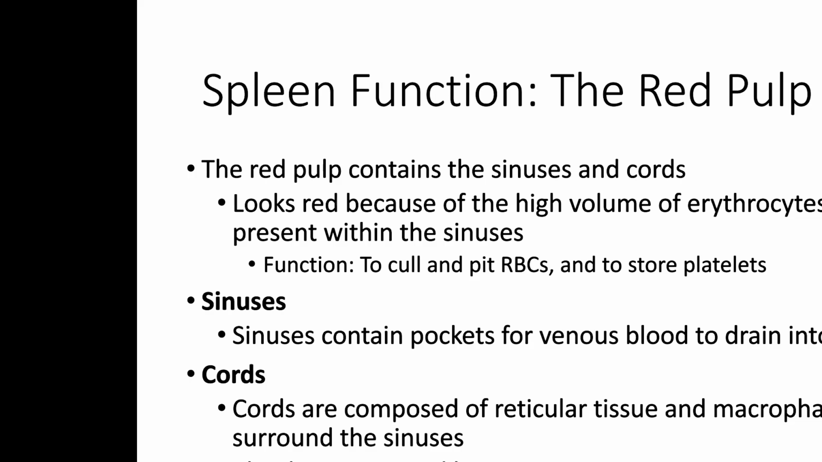The red pulp contains what we call the sinuses and the cords. It's called red because there are a bunch of red cells hanging out in there. The function of the red pulp is to help cull and pit RBCs as well as store platelets. Sinuses contain pockets for venous blood to drain into. Cords are made up of reticular tissue and macrophages that surround the sinuses. This is where your platelets are stored, as well as where the macrophages remove damaged RBCs from circulation.